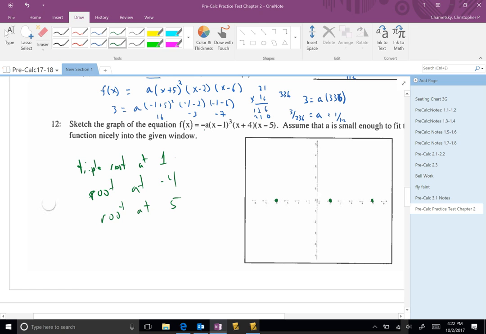Because our leading coefficient is negative, that means the general shape of our graph, well, we also need to take into account what is the highest power of x. We have an x cubed multiplied by an x, which makes x to the fourth, multiplied by an x, which gives us x to the fifth. So it's an odd function, and with a negative leading coefficient, our end behavior is something like this. Okay. Well, let's go ahead and start with that end behavior.